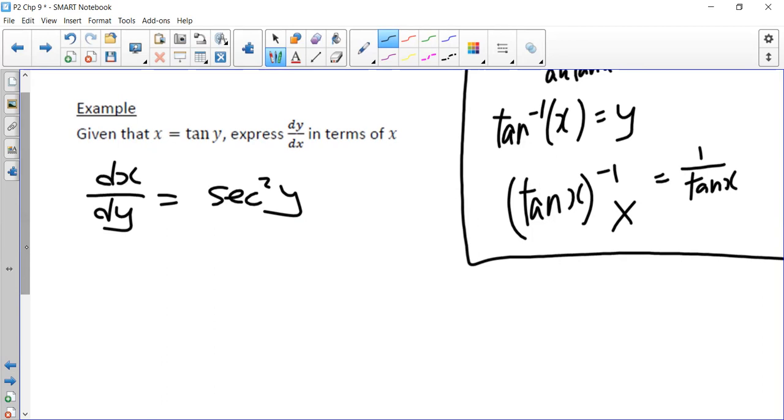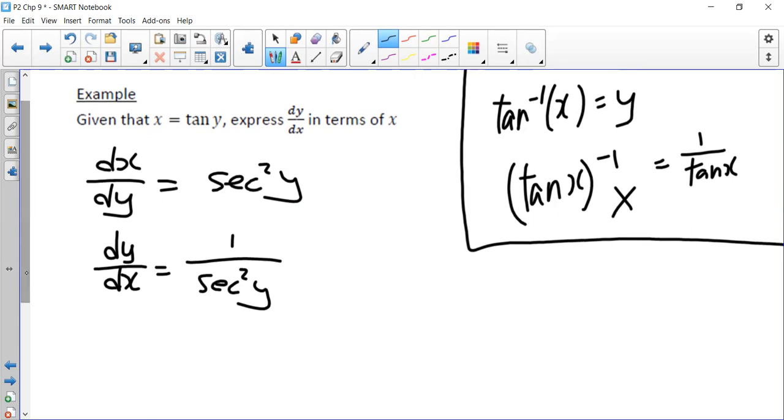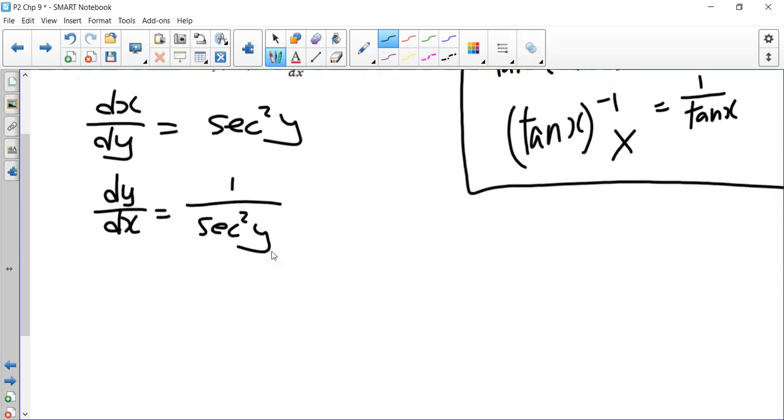Anyway, so then what do we do? We do dy by dx, and flip it, so dy by dx is 1 over sec squared y. Why? Because we need the dy by dx, so we flip on both sides. Then, however, we still have y in there. We want our answer in terms of x, so we need to use an identity.